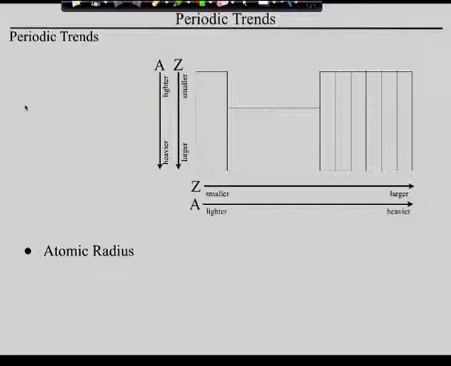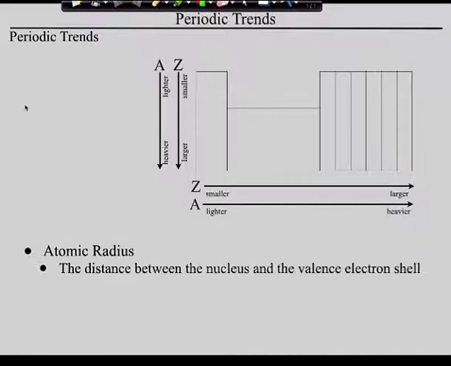So let's talk. Guys, first of all, you all know geometrically what a radius is, right? If you've got a circle, what's the radius? The middle to the perimeter, right? To the outside. But if our circle is an atom, what's in the middle? The nucleus. And what's on the outside? Valence electrons, not just the electrons, it's the valence electrons. So guys, this is the distance between the nucleus and the valence electron shell.